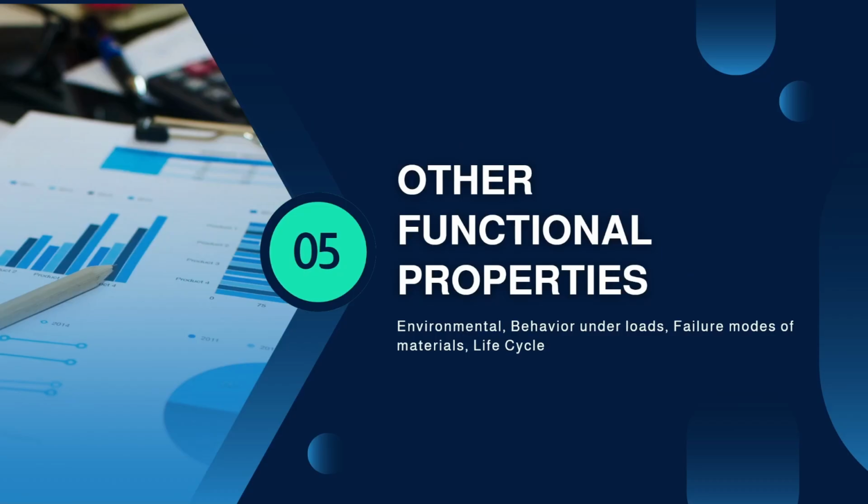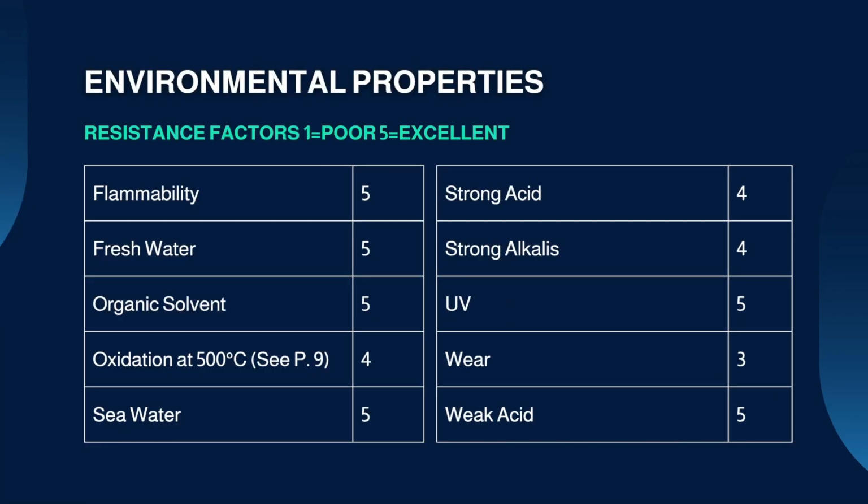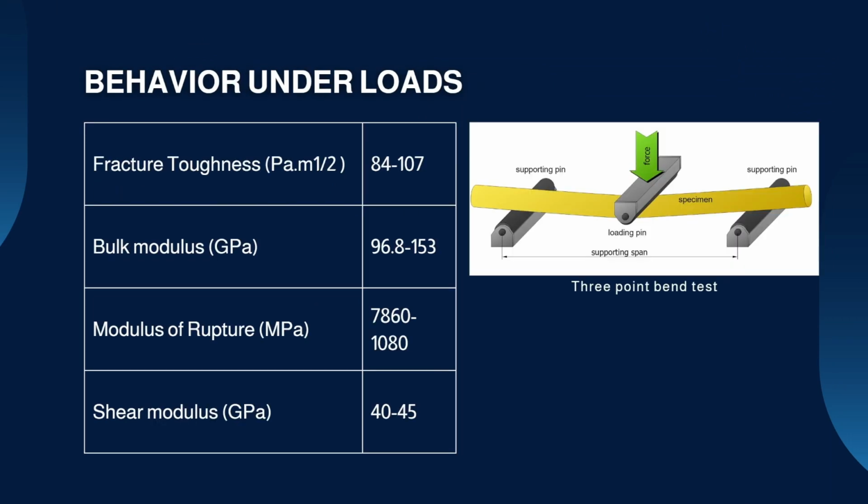What about other functional properties? These are the resistance factors of titanium alloy in different environments. These statistics of titanium alloy help us understand its behavior under load. Fracture toughness describes the resistance of brittle materials to the propagation of flaws under applied stress. Bulk modulus measures how resistant a material is to compression. Modulus of rupture is like a 3-point bend test, measuring the bond strength of the test specimen. Shear modulus is an indication of a material's rigidity and its resistance to deformation due to shear stress.